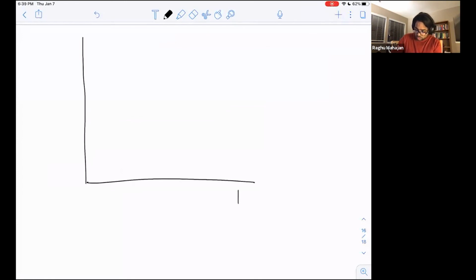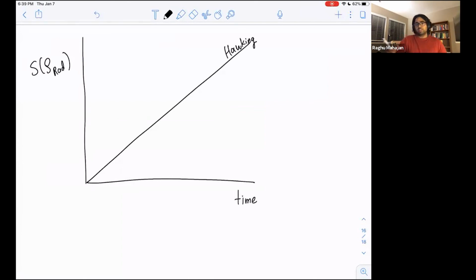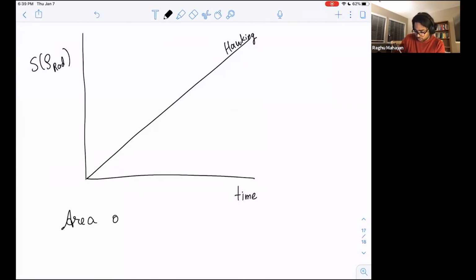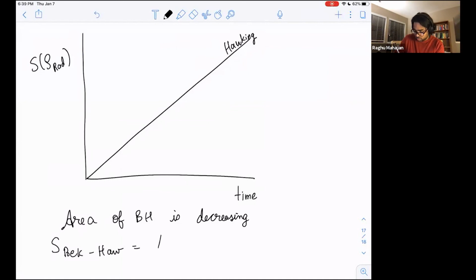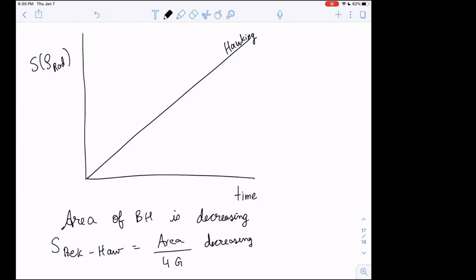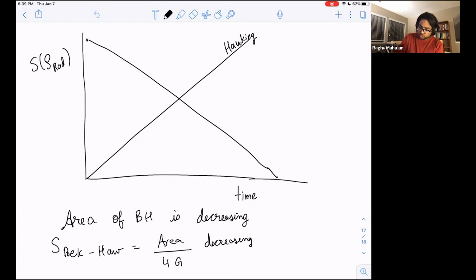So I drew here time, and I was drawing here S of rho of the radiation, right? There was a Hawking curve, which was naively just increasing. But there is something else which is decreasing, which is that the area of the black hole is continuously decreasing, just because it is shrinking. It's emitting energy, it's shrinking. And Bekenstein-Hawking entropy is basically equal to the area over 4G, so it's also decreasing. It starts large, but it's decreasing like this. It goes to 0 when the black hole has completely evaporated. So essentially, this downward part of the Page curve is the Bekenstein-Hawking entropy of the black hole, right? So this is S Bekenstein-Hawking as the black hole is evaporating.